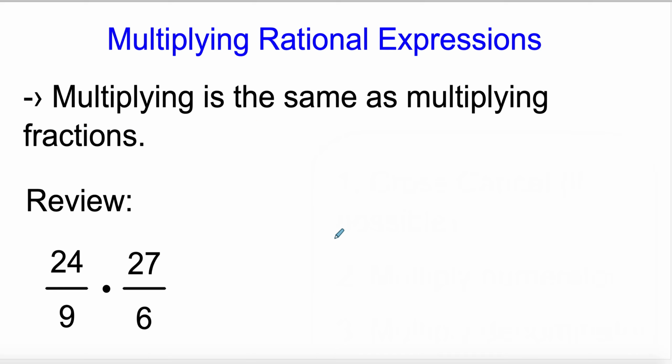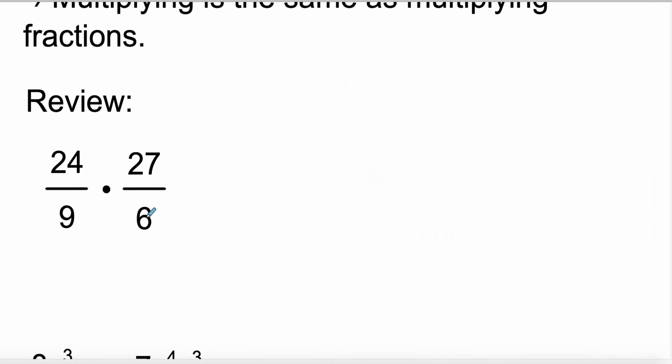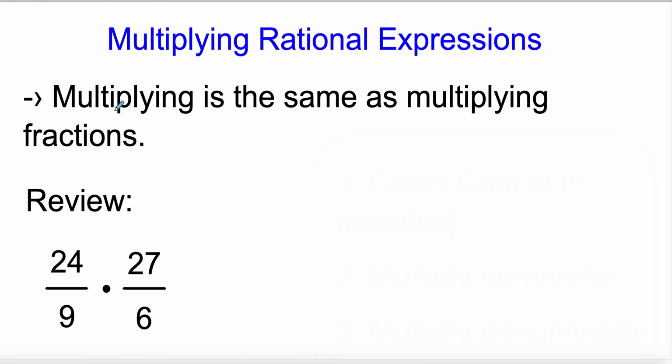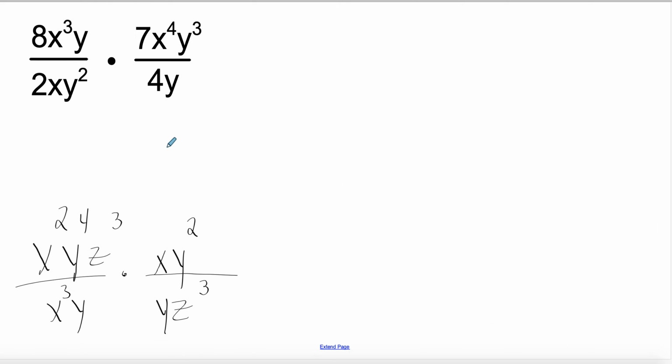All right, so multiplying. We already had a little bit of warm-up practice on these. So we're going to jump down to the fractions here, okay? If you wanted to write this down, you can. Multiplying is the same as multiplying fractions, okay? With multiplying rational expressions, I recommend just simplifying the numbers, okay? So those would be called coefficients. If you can cross-cancel, I would cross-cancel the coefficients, and then we're going to just multiply straight across.